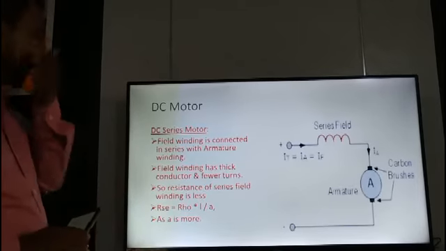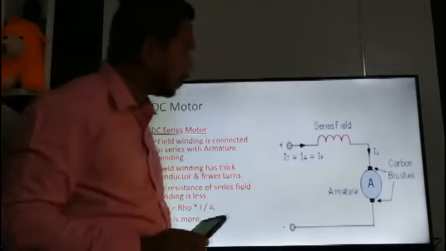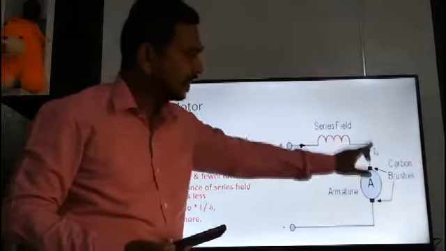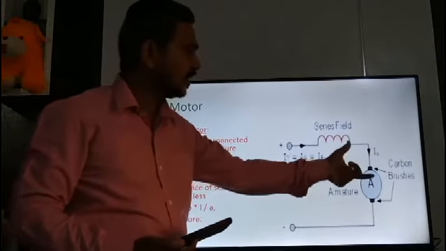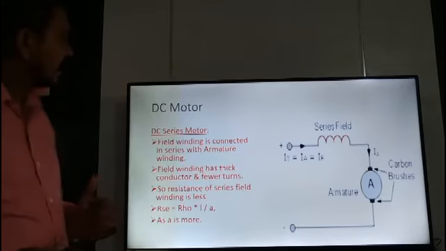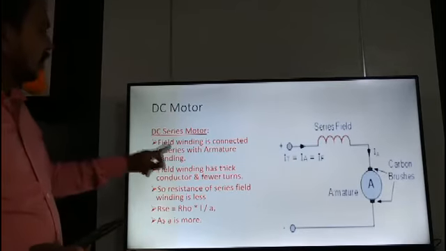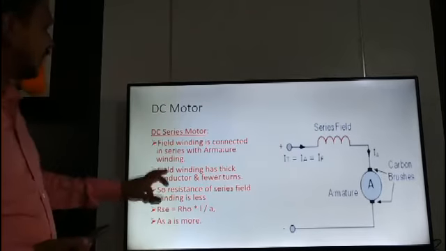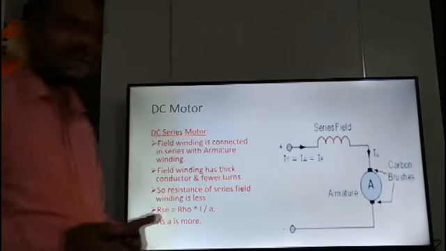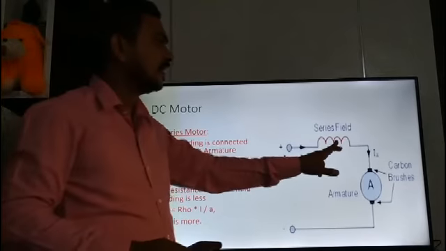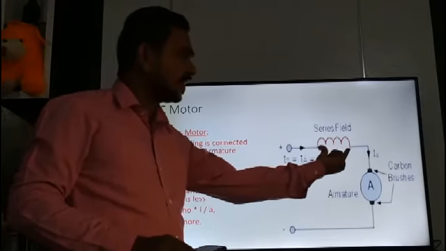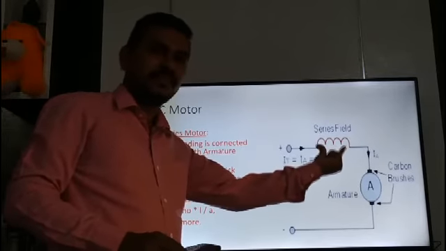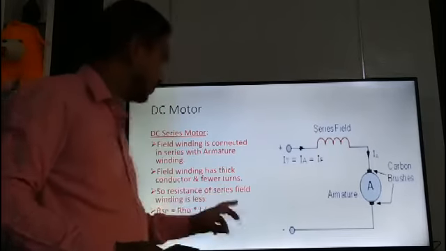Now next is the DC series motor. Look at this circuit diagram of the DC series motor. Here is the field winding, which is connected in series with the armature. That's why this motor is known as the DC series motor. This field winding has thicker conductor and fewer number of turns. Thicker conductors mean the cross sectional area of the field winding conductor is more, and the number of turns are less.